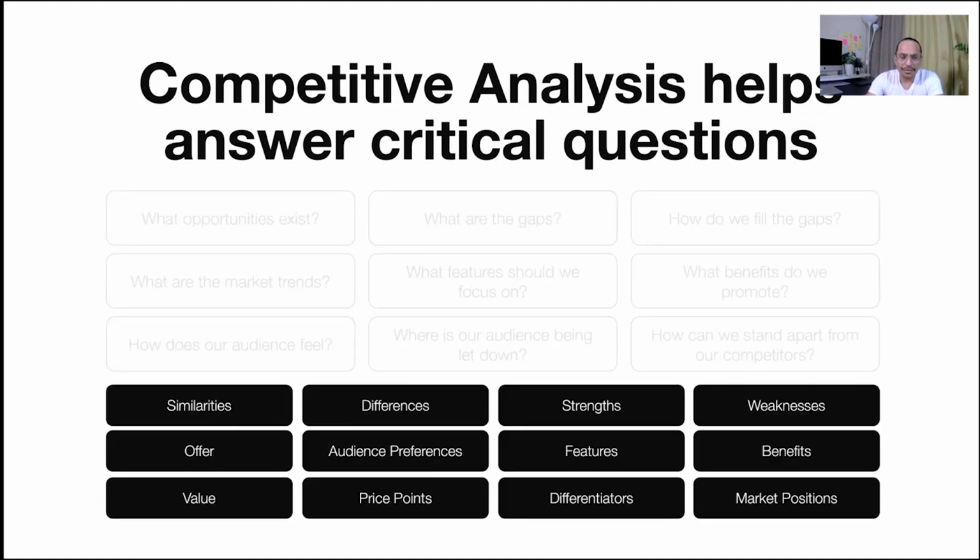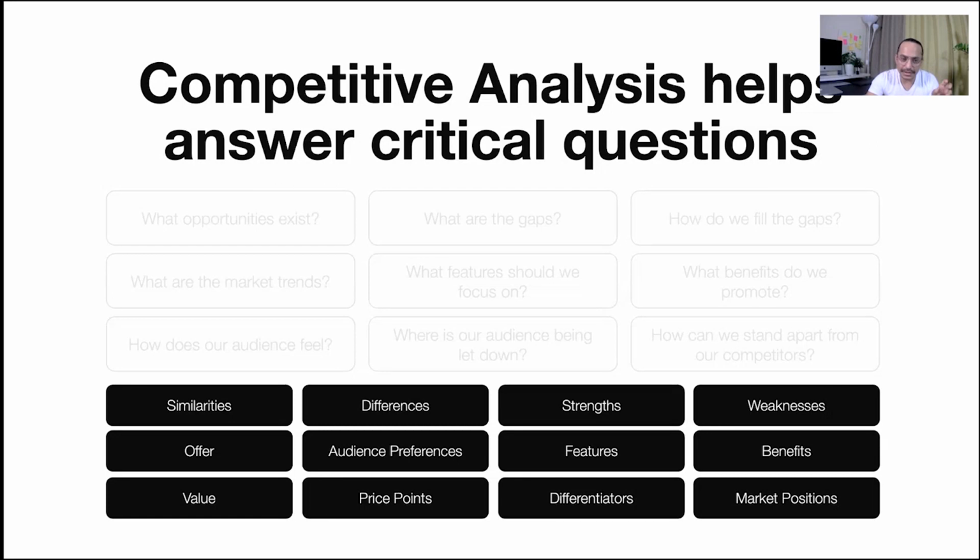Whenever you're doing this competitive analysis, try to focus on these things. What are the similarities between your product, or the product you want to bring, and the competitors' products? What are the differences? What are the strengths of your company and products, and the weaknesses? And what are you going to offer to the users? Okay.